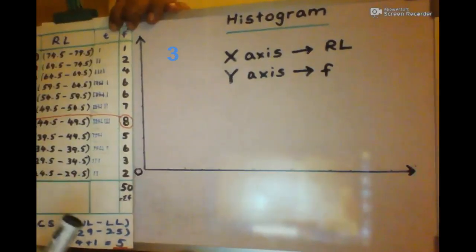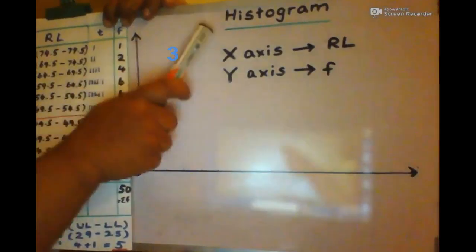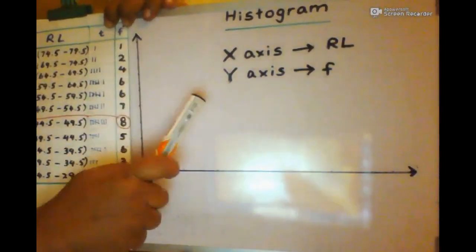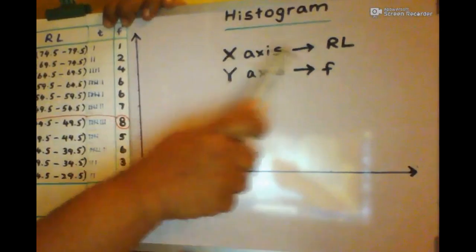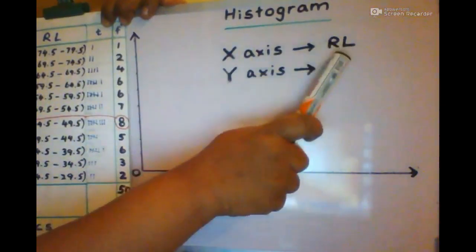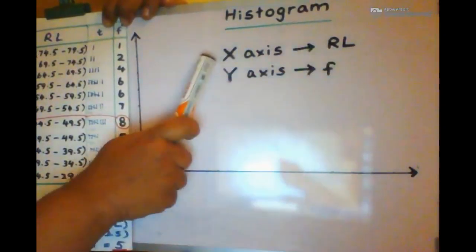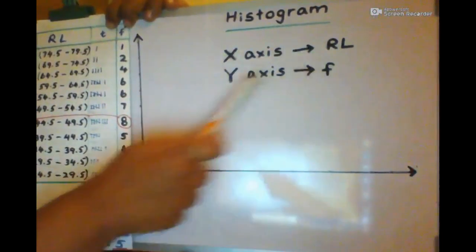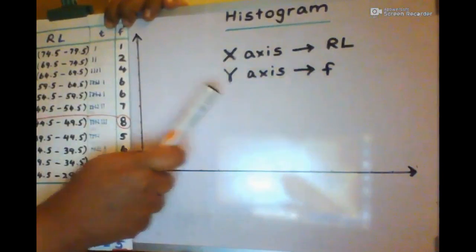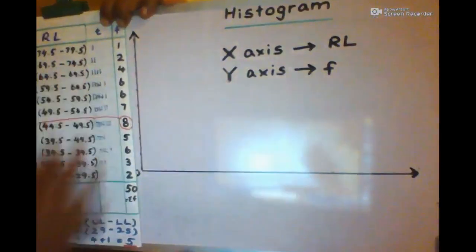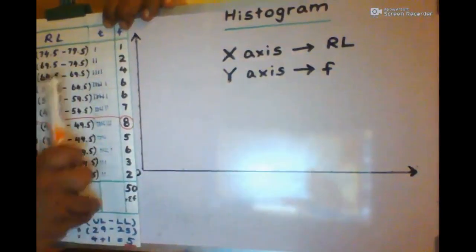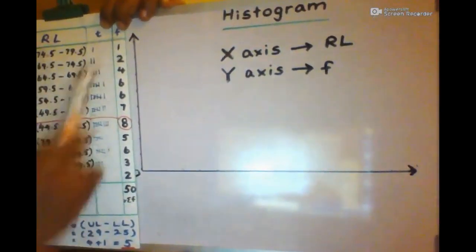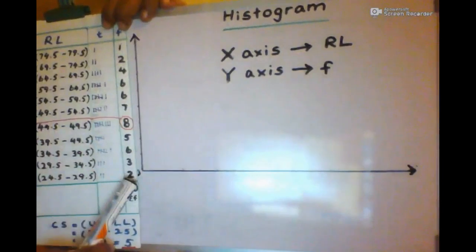Now we are going to draw the histogram. To draw a histogram, we need real limits for the x-axis and frequencies for the y-axis. In this table, you can see these are the real limits, and these are the frequencies.